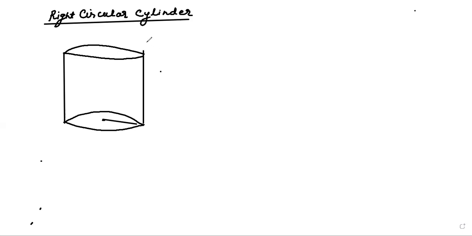We are doing right circular cylinder, children. Now, what is a right circular cylinder? You can see here, children, a solid figure which has one curved surface and two round surfaces on top and bottom. We call it a right circular cylinder.